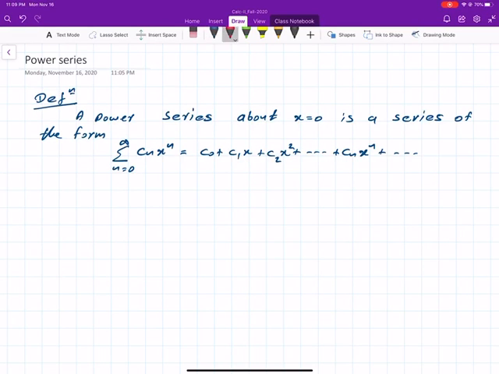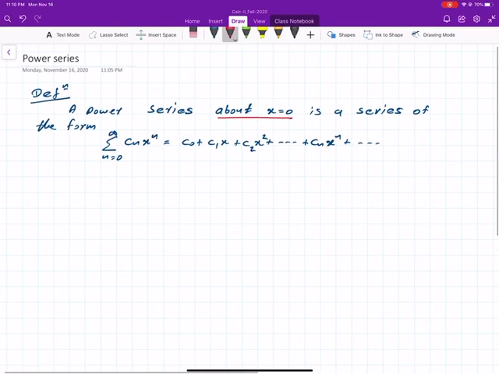One thing we have to understand, this is the power series about x equals 0. Normally we write the power series centered at a point. The point here is x equals 0. That is the place where this power series is centered at.